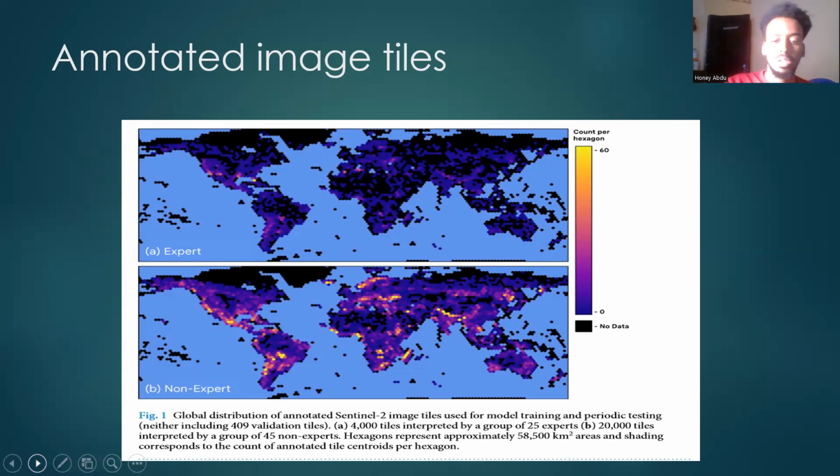Okay. Now, these tiles that you see in these hexagons in the picture, each hexagon represents 58,000 kilometers squared. So you can see that they have been able to get this count of available tiles from this particular area of hexagon. For example, here in Uganda, we have a good count.